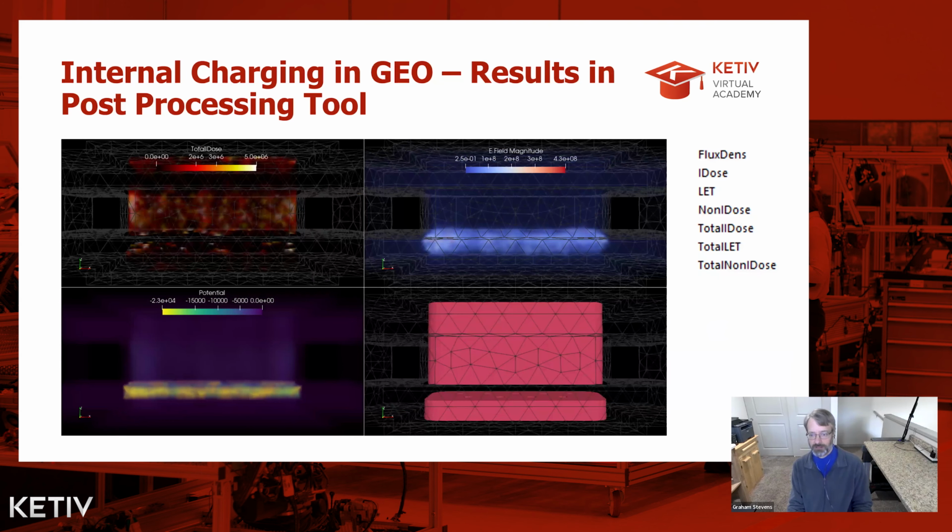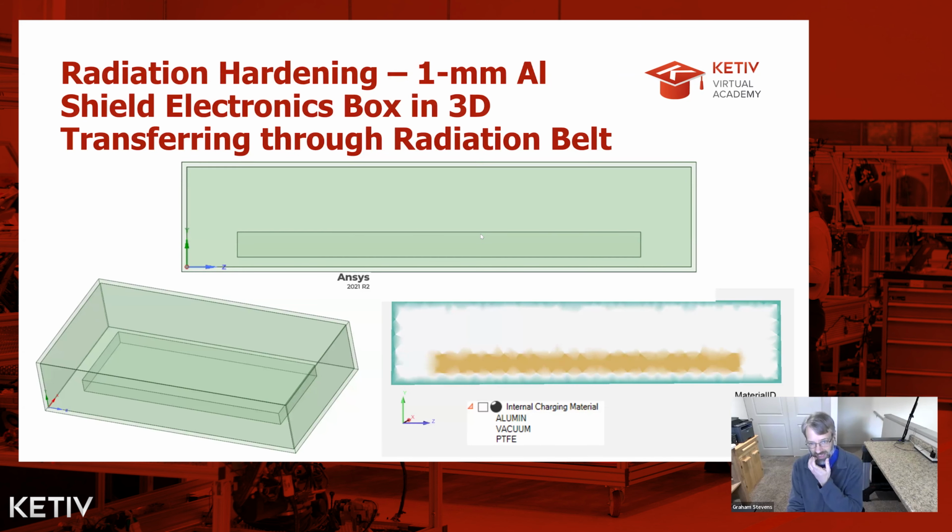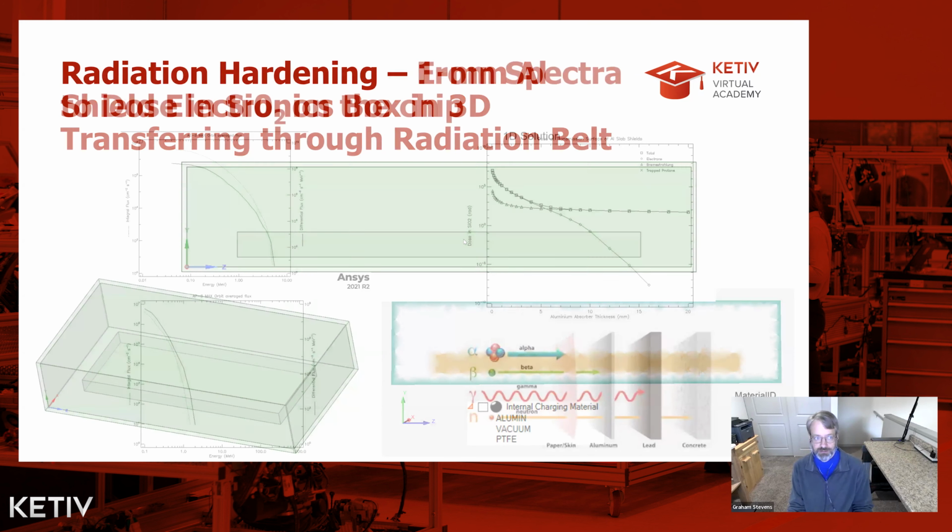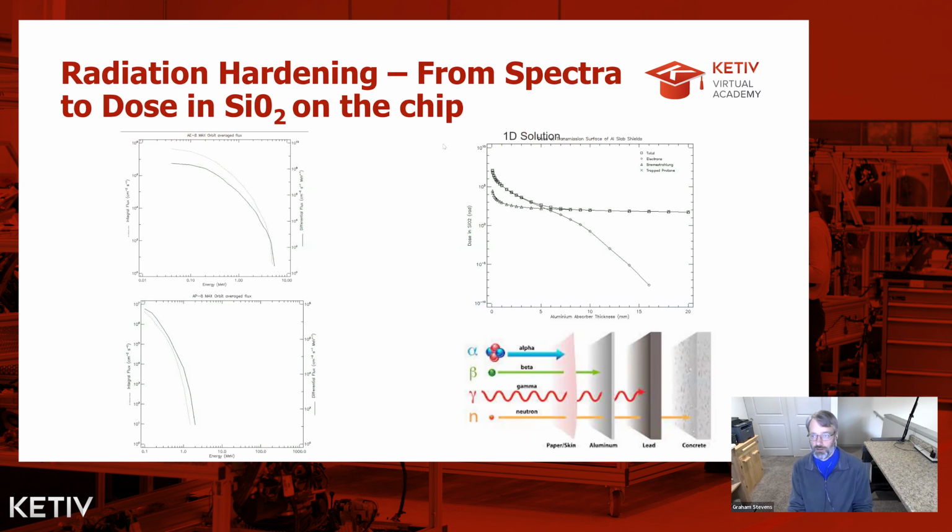And here are some additional results, looking at total dose and electric field magnitudes as a post-processing, and then doing the same sort of thing in terms of radiation hardening, where we have a 1 millimeter aluminum shield. We're shielding this electronics box, putting it through the radiation belt, and now we want to figure out how well that shielding is working. We can go from the spectra to the dose on the silicon, the dielectric layers on the chip, to understand what the dose is.